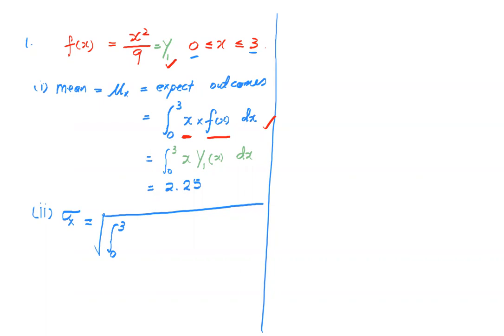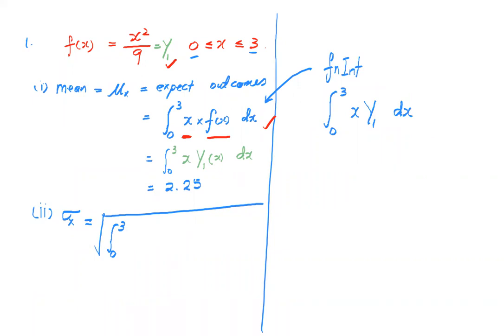That means you type this into your calculator, FNINT. Then it will come out like that. You key in 0 here, key in 3 here. You key in x, then you key in y1, then dx. Are you clear? This is the formula to find the mean.